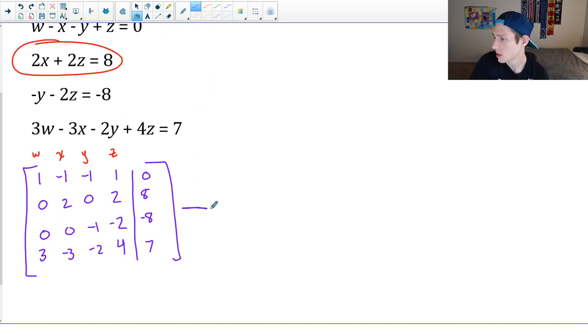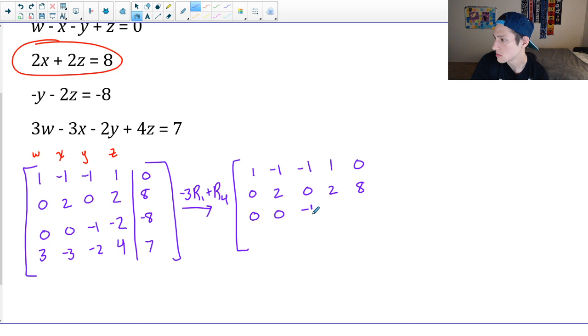All right, so we're going to use the 1 to make this a 0. So what plus 3 makes 0? Negative 3. So negative 3 times row 1 plus row 4. Now all these first rows are going to stay the same. 1, negative 1, negative 1, 1, 0, 0, 2, 0, 2, 8, 0, 0, negative 1, negative 2, negative 8.